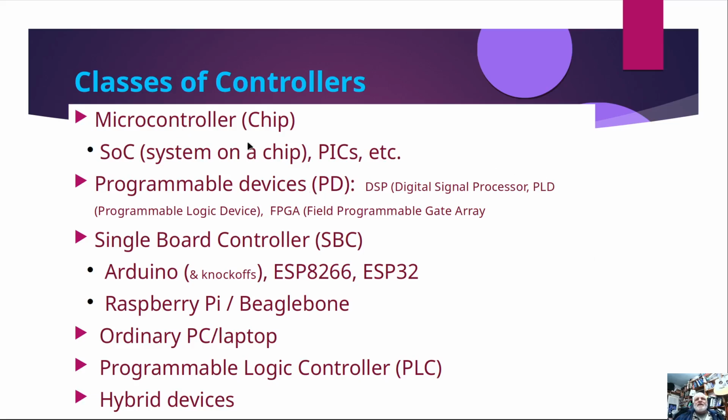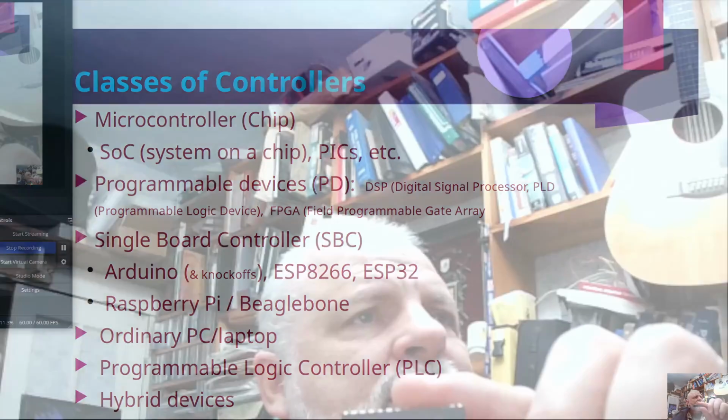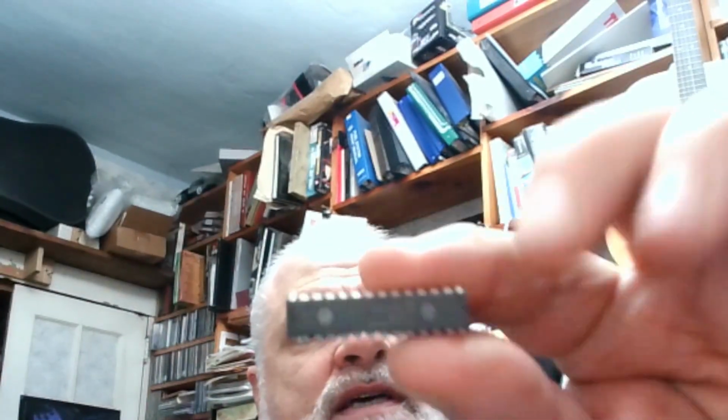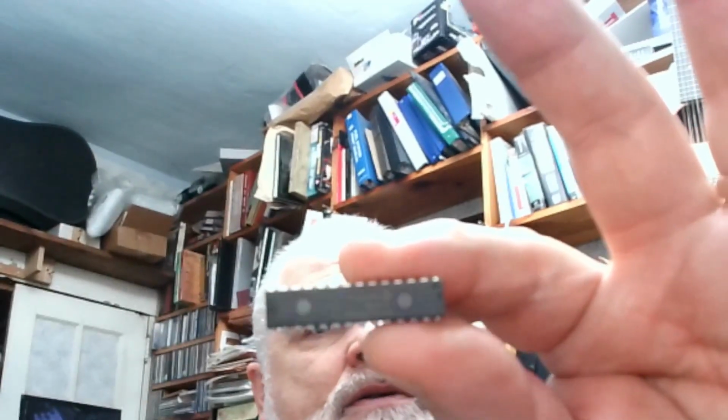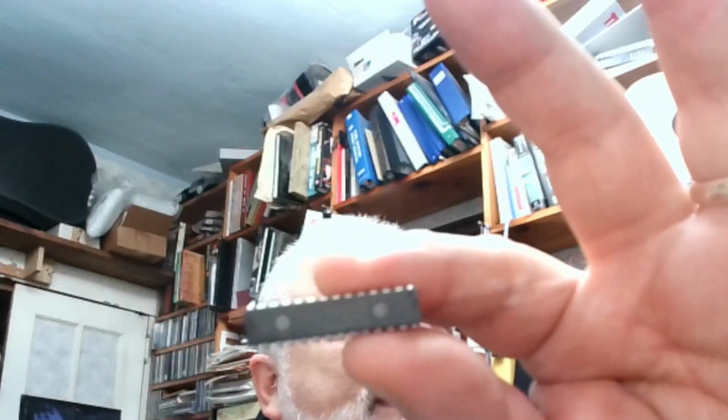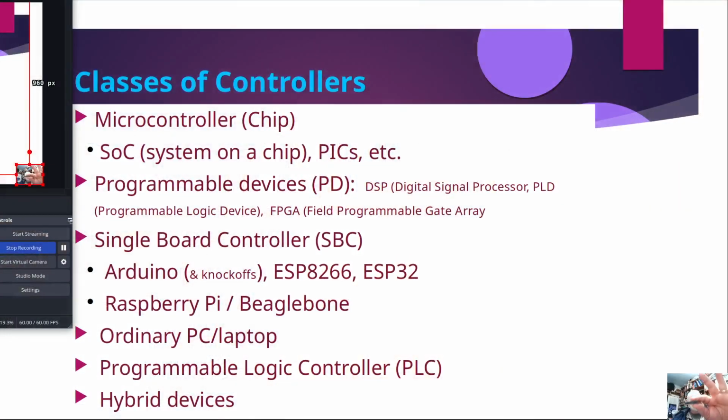There's lots of different classes of controllers. There's what we call just little system on a chips. Okay, so I don't know if I can show you this here. Right here is just a little chip. This is made by a company called Microchip. They make these controllers, and they are relatively cheap, just a few bucks.